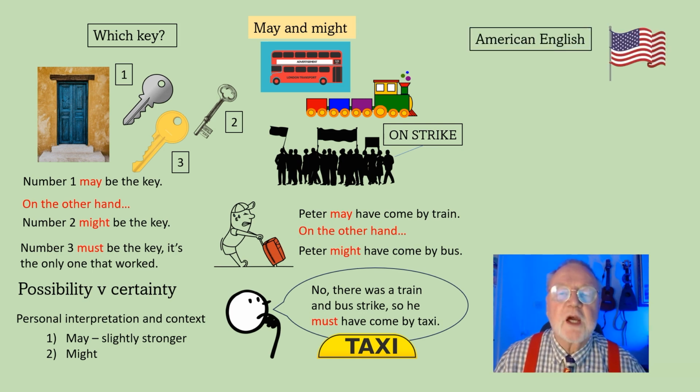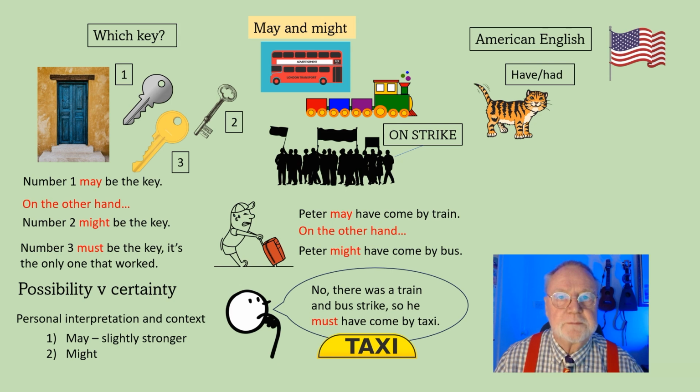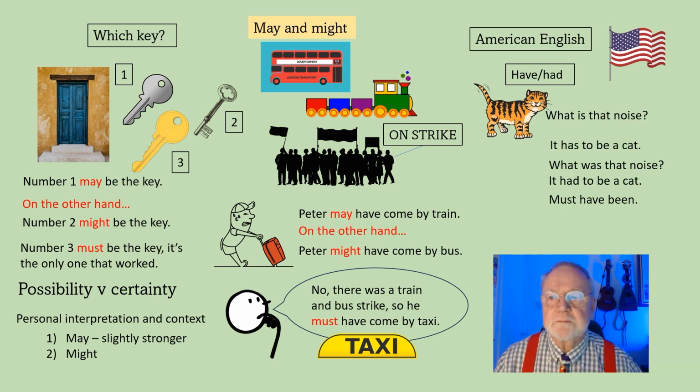You have to be a little bit careful with American English. Americans prefer to use have and had instead of must. What is that noise? It has to be a cat. In the past, what was that noise? It had to be a cat. But in English, we would prefer it must have been a cat. So be a little bit careful there.